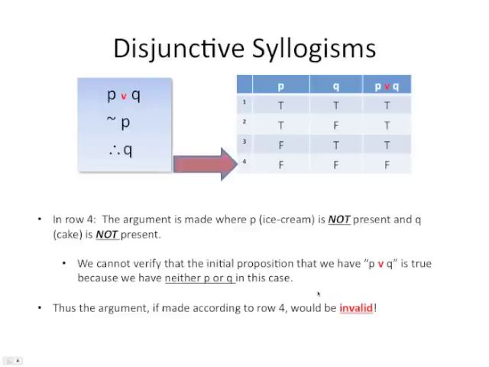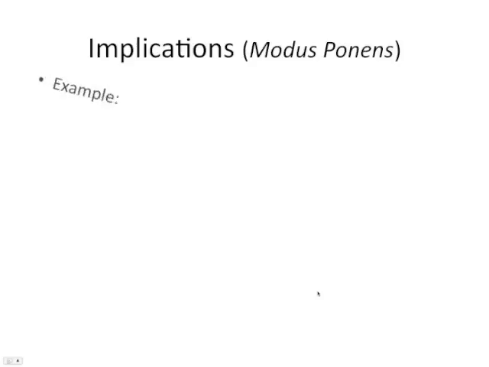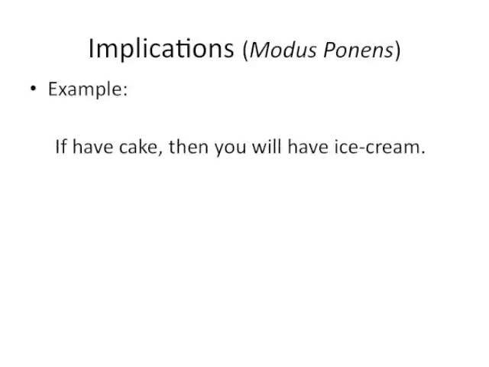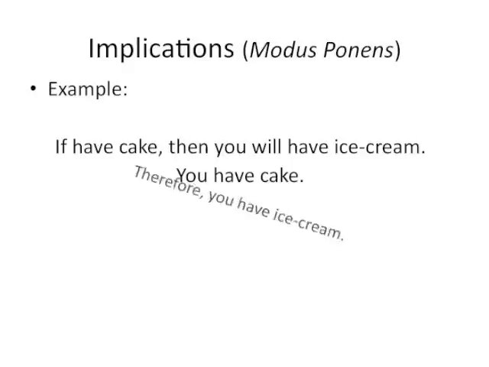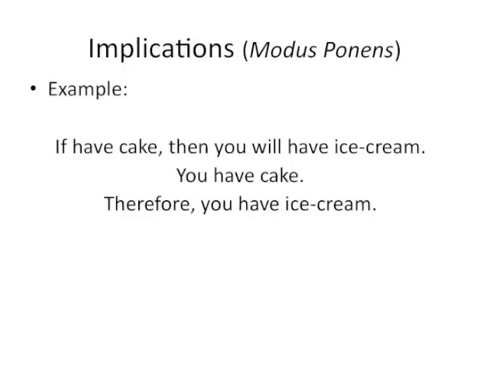All right, let's look at our next argument form here. We have implications. This is also known in Latin by the term modus ponens. And here's an example. If you have cake, then you will have ice cream. You have cake, therefore, you have ice cream. This is probably one of the simplest implications you can make. This is the if-then case.